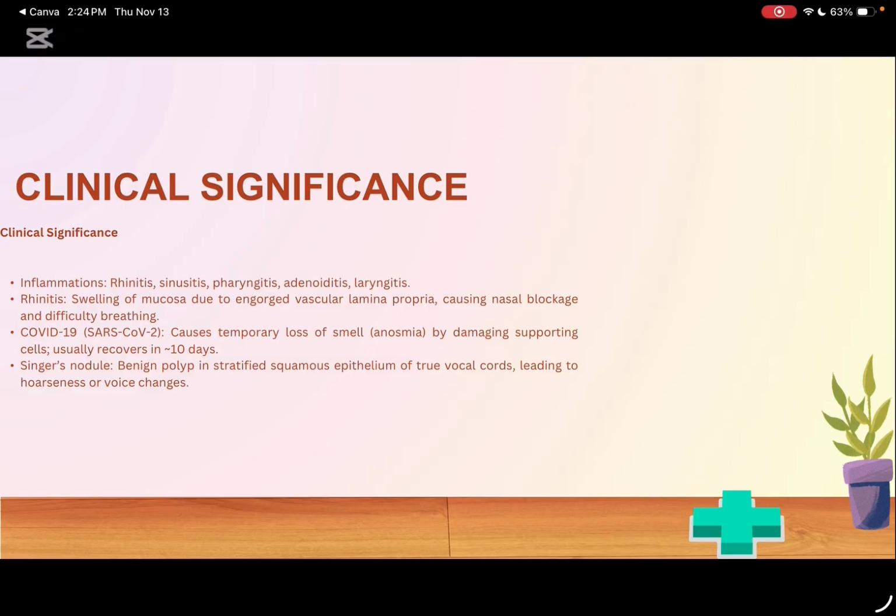Clinical significance. We're going to start with inflammations: rhinitis, sinusitis, pharyngitis, adenoiditis, all the itis. Rhinitis is important. And what is rhinitis? Rhinitis is basically swelling of mucosa due to engorged vascular lamina propria, causing nasal blockage and difficulty breathing.